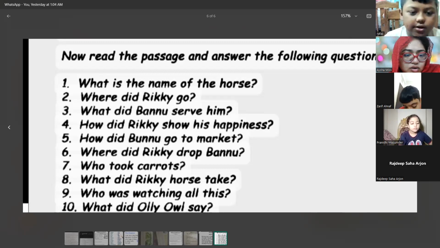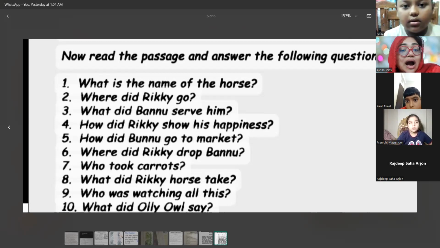He made to show his happiness. How did Ricky show his happiness? Yes, Miss. Ricky, this is the name, R-I-K-K-Y. How did Ricky show his happiness? Ricky kibhabe tar khushita prokash korchilo. Dancing for the meaning. Oh, how did Ricky show his happiness? Oh, not that. Which one then?